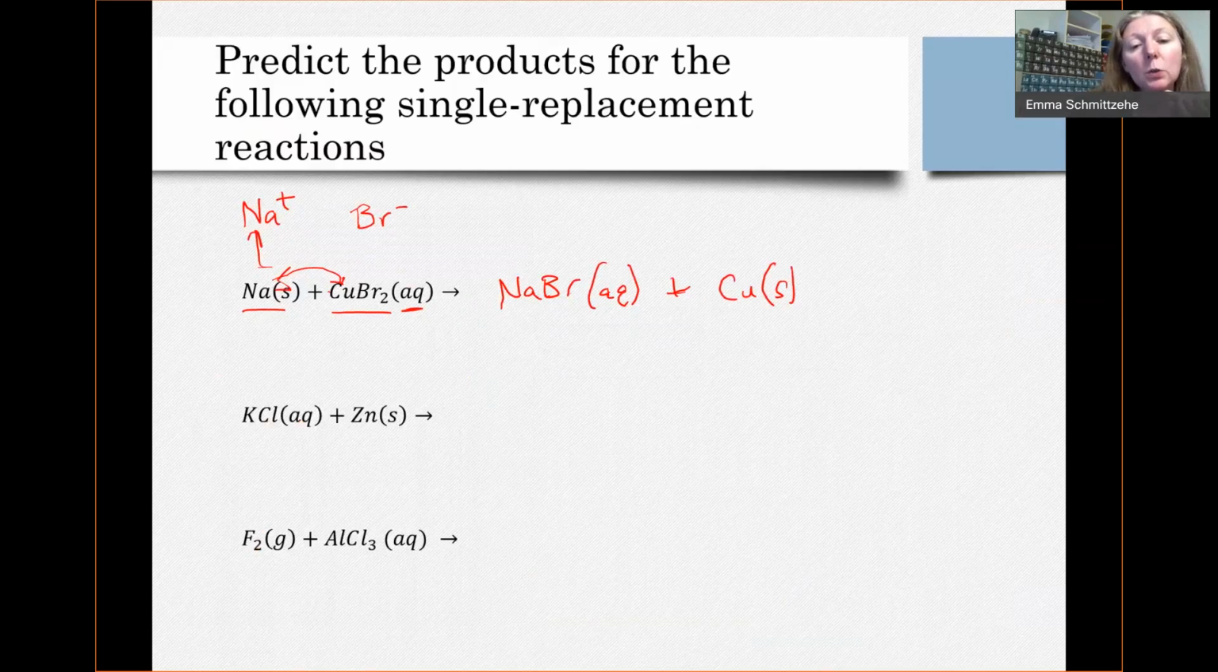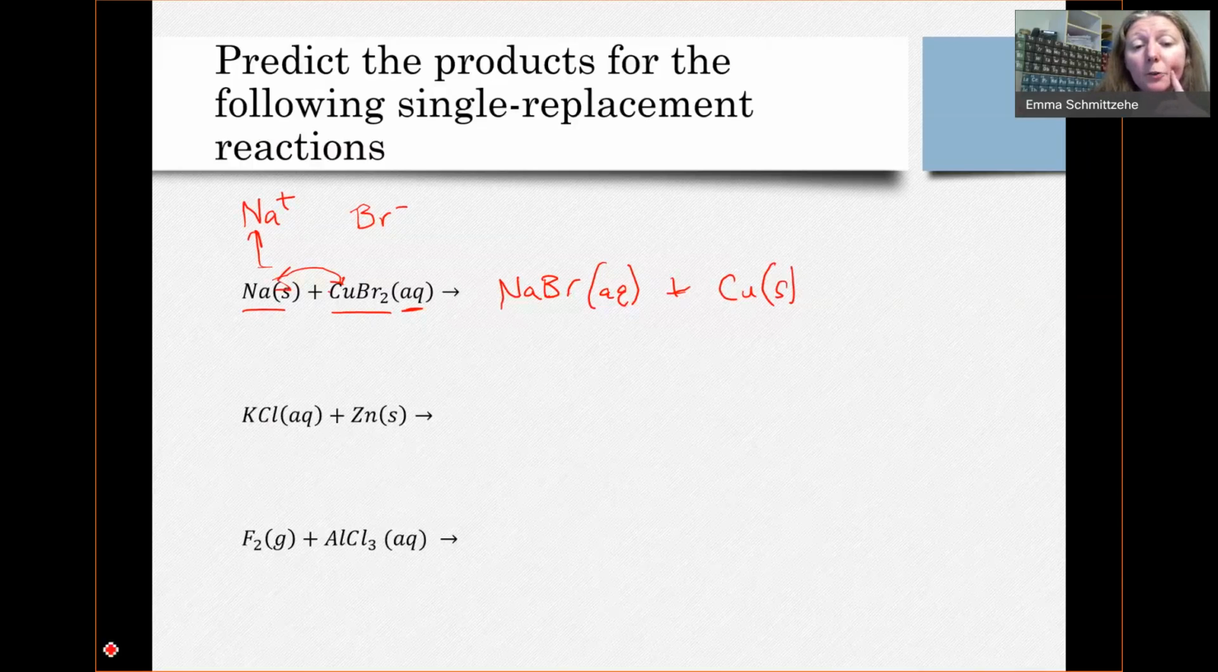Now, the next one, also, I guess we can go back and balance this one. This isn't balanced. We have one sodium on each side, but at the moment we only have one bromine on the right.